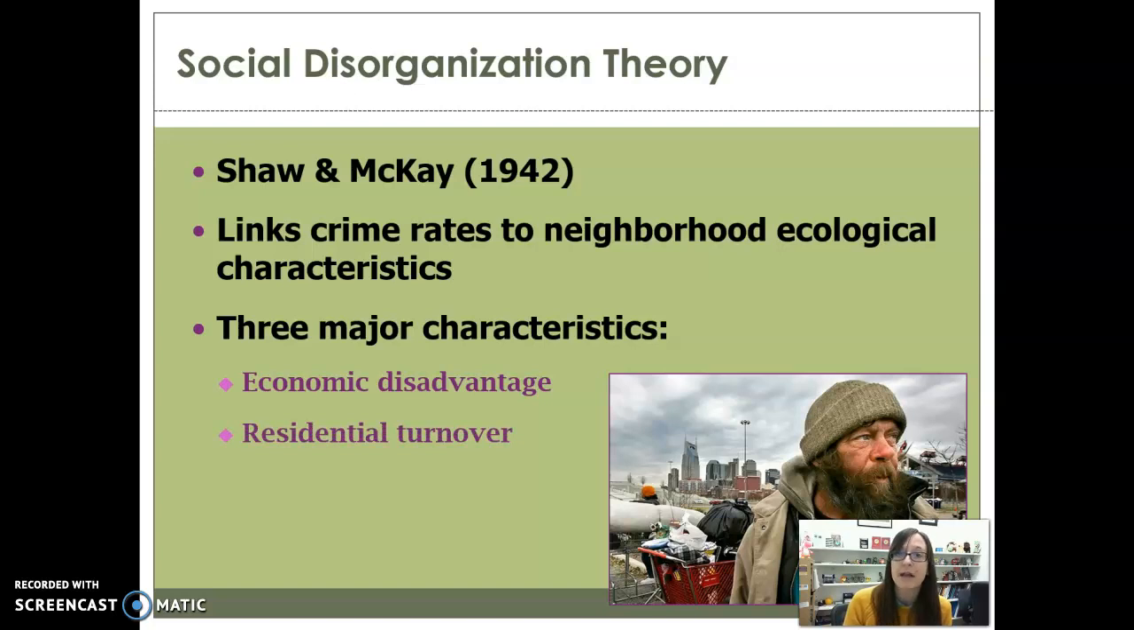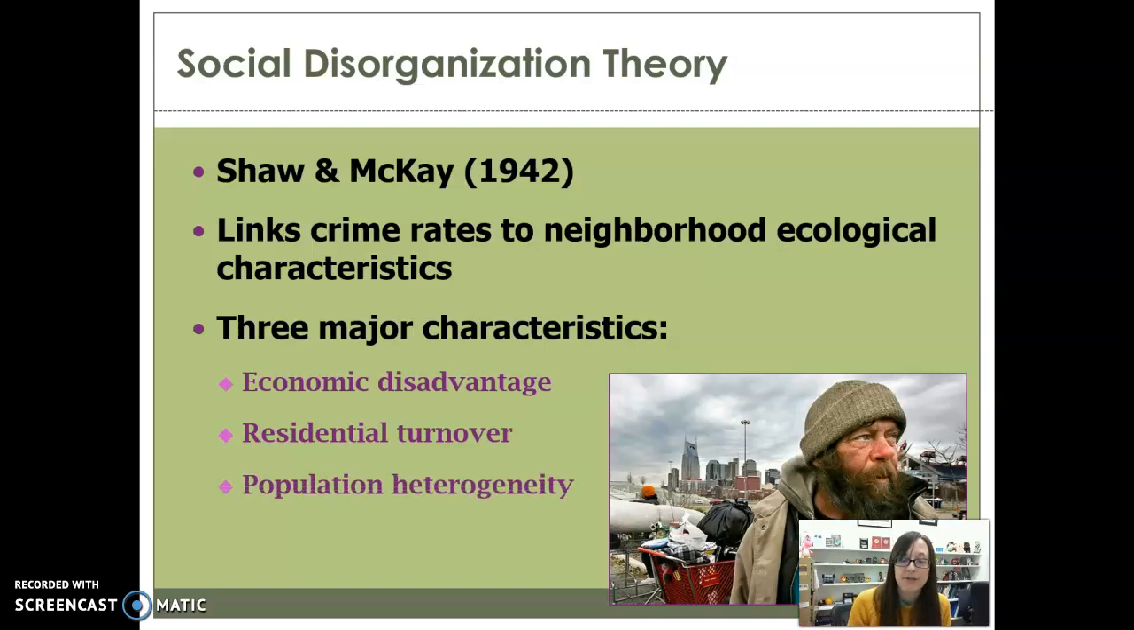Residential turnover is another thing that increases social disorganization. It's a characteristic of social disorganization, and this basically just means that people are moving in and out of a neighborhood. Where there's constant population turnover, people aren't really interested in investing in their communities. So the more residential turnover you have, the less you get to know your neighbors, the less you care about making the area better because you're just trying to get out of it. So the more residential turnover there is, the more disorganization.